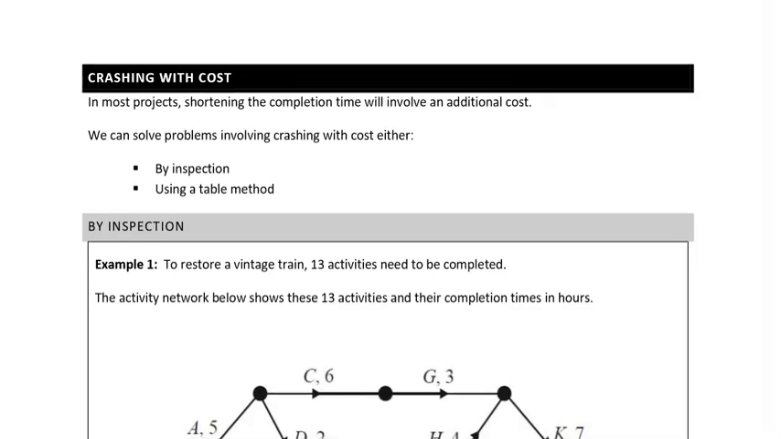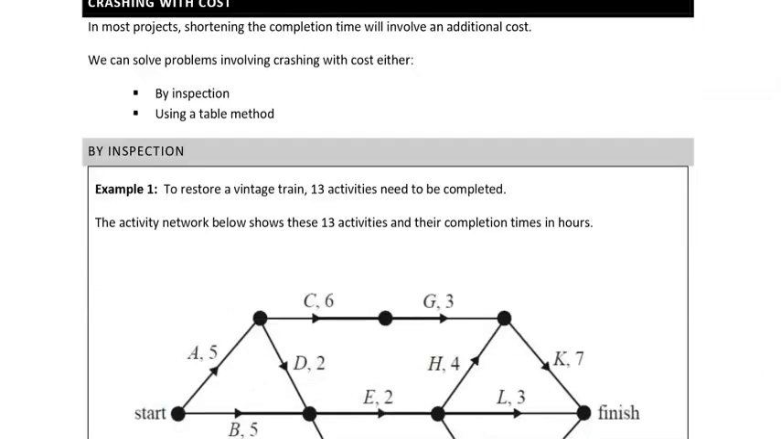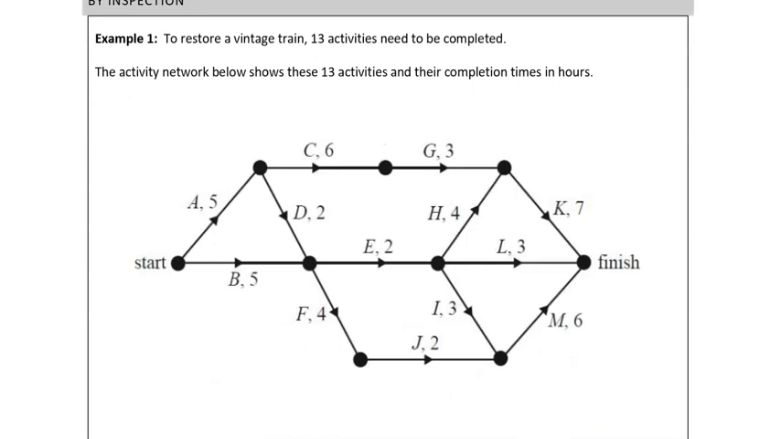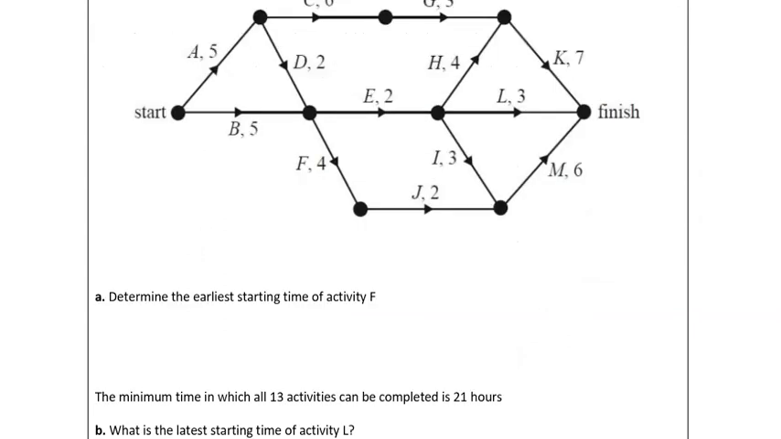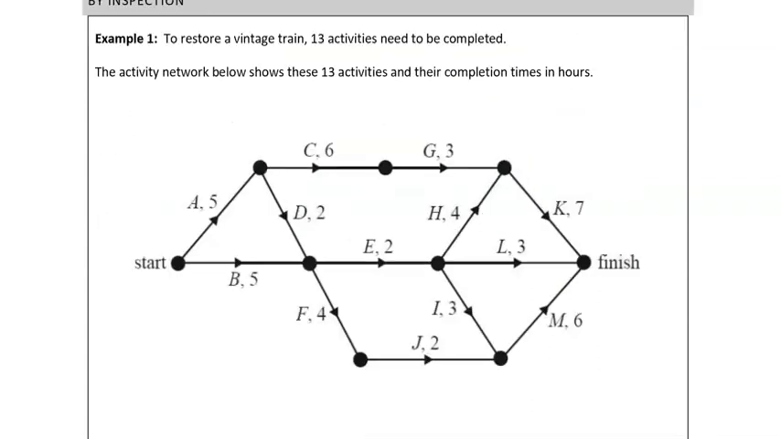So the first example that we've got here on page 47 is actually asking you to do it by inspection. So let's work through and see how we go. So to restore a vintage train, 13 activities need to be completed. The activity network below shows these 13 activities and their completion time in hours. So looking at the questions, firstly we need to find the earliest start time of F, the latest start time of L, and what is the float time of J. So in order to do that, let's do our forward and backward scan so that we've got all of that information.